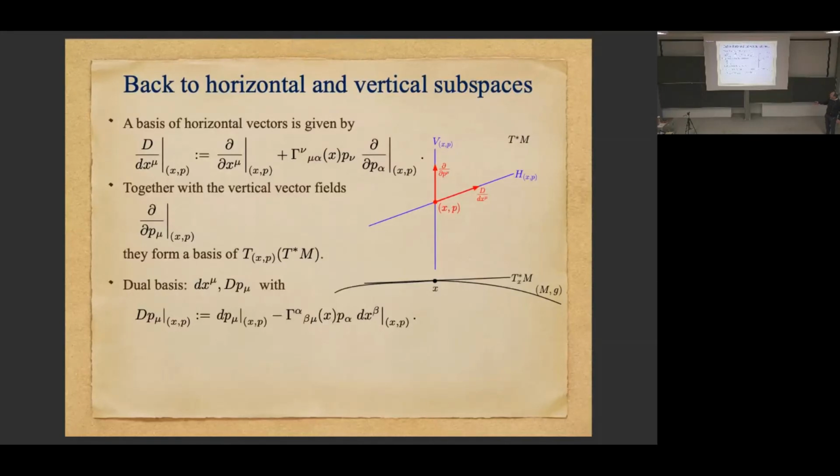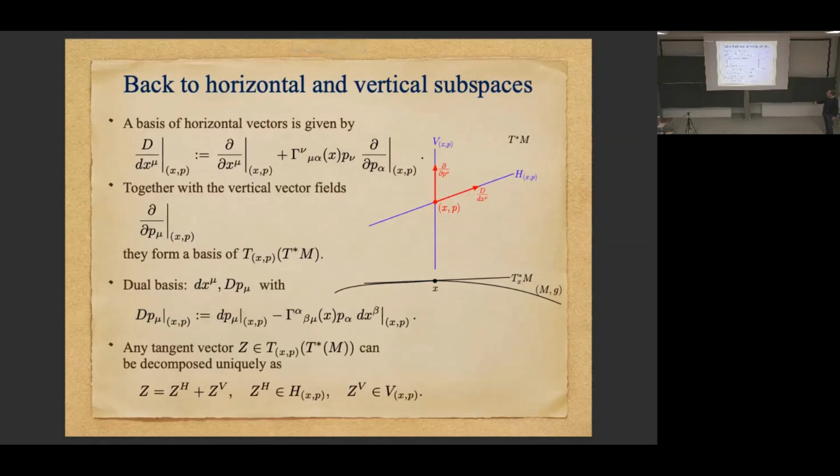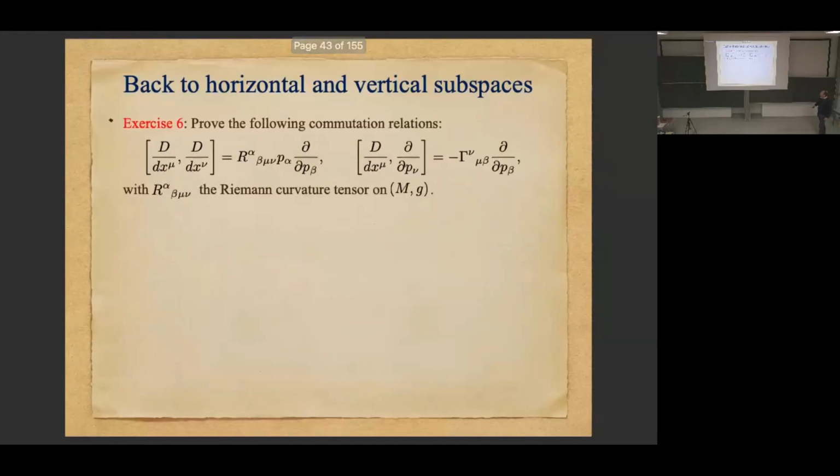What is also useful is to introduce the dual basis, dx mu and capital dp mu. So this is the dual basis to these basis vectors here. And then any tangent vector, you can decompose in a unique way in a horizontal and a vertical part. And like this, okay? Or, yes?